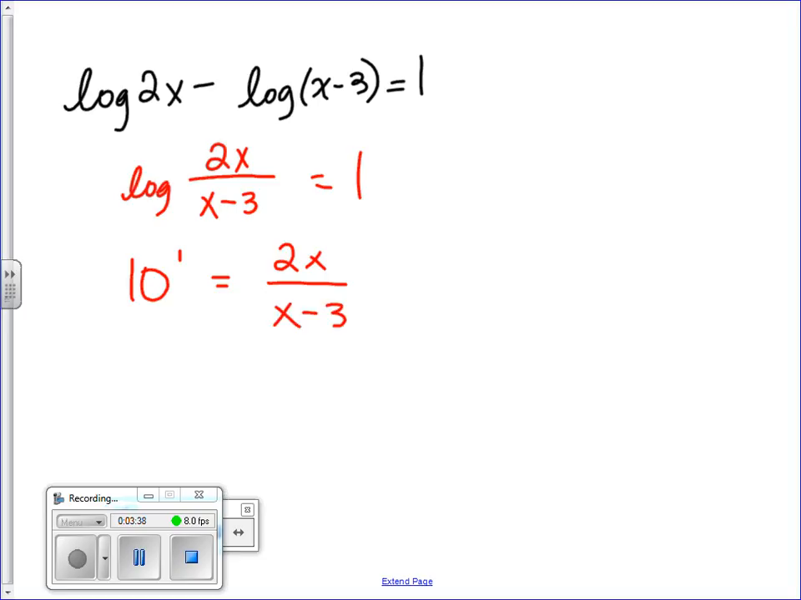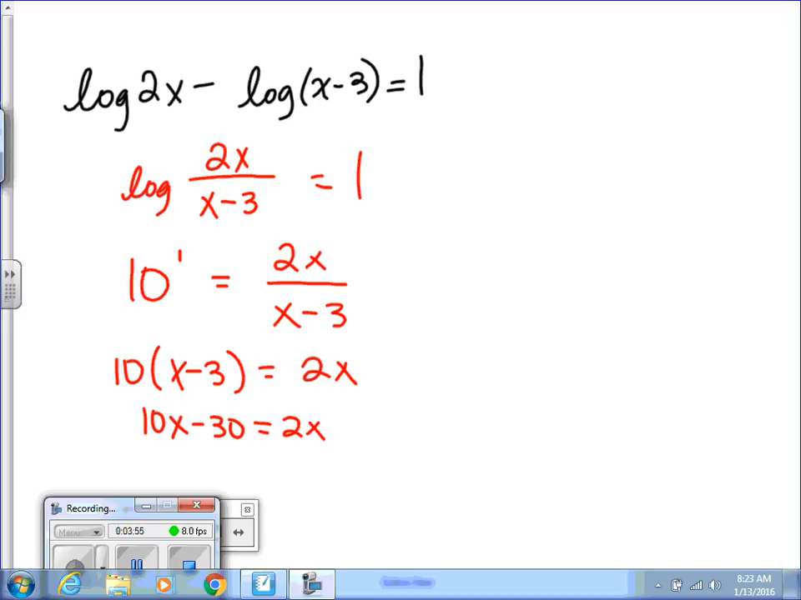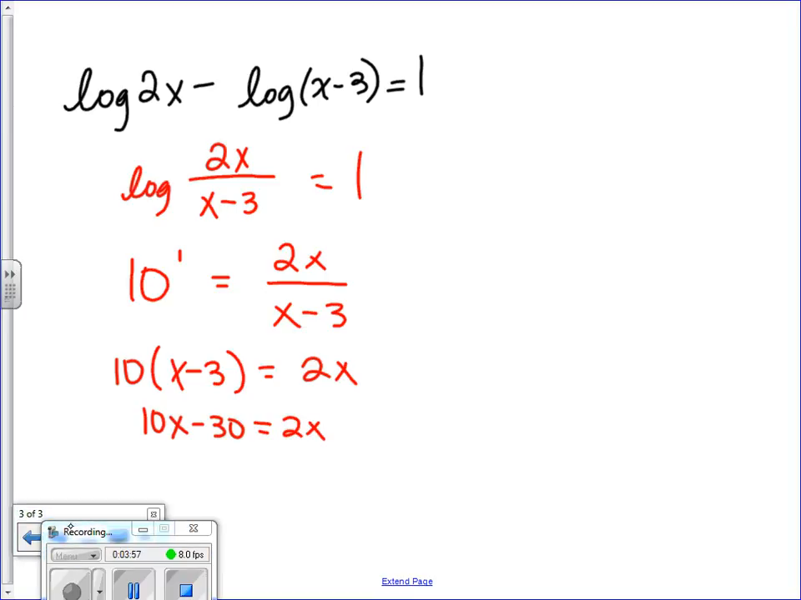You have a rational equation. So cross multiply, so it's 10 times x minus 3 equals 2x. And 10x minus 30 is 2x. Do some rearranging. We have what? 8x equals 30. And then divide by 8. X is 15 over 4.